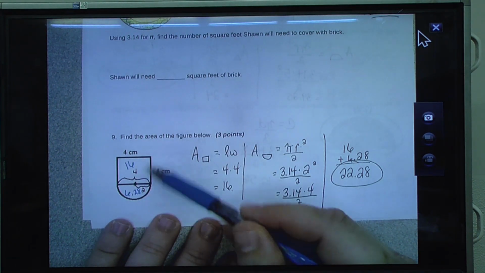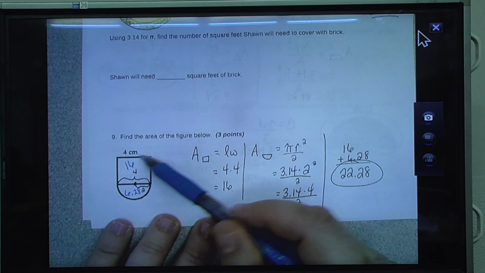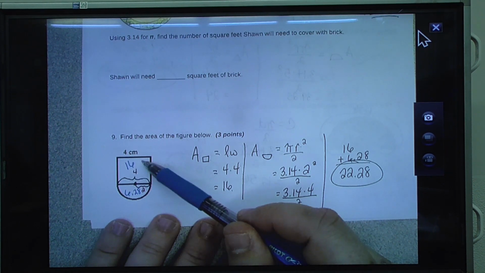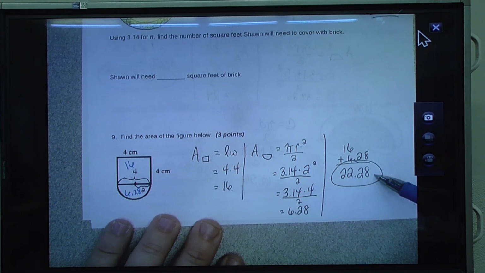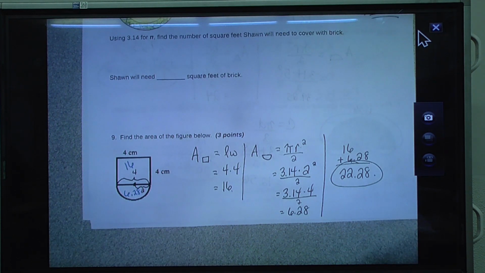Then to find the area of the whole shape, we do the area of the square, so how much room the square is taking up, plus how much room the semicircle is taking up, and when we add those two numbers, we get 22.28. And that's the area of the whole shape. Okay? Questions? No questions. All right. Move on to the next page then.